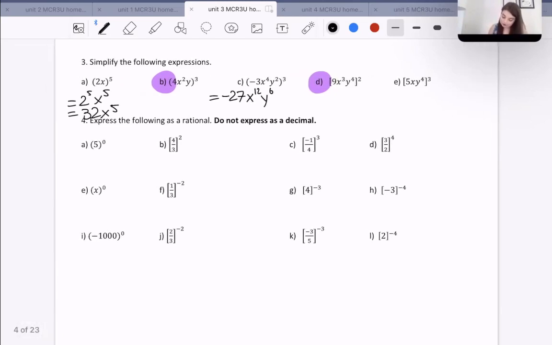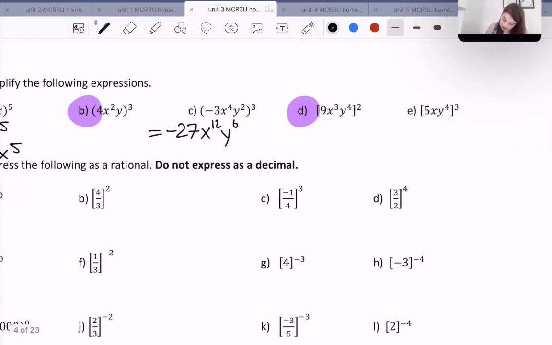Okay, and what about for E? Here we have 5 cubed, and 5 cubed is 125. Is that true? Yes, that is true. X cubed is x cubed. And y to the 4 cubed is y to the 4 times 3, which is y to the power of 12. So voila, we've done it.